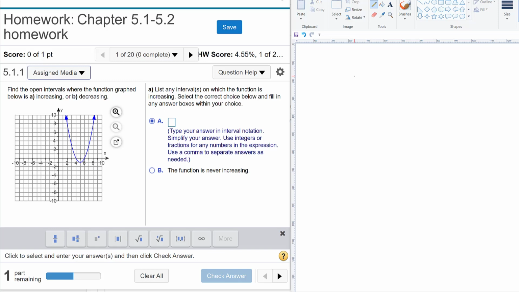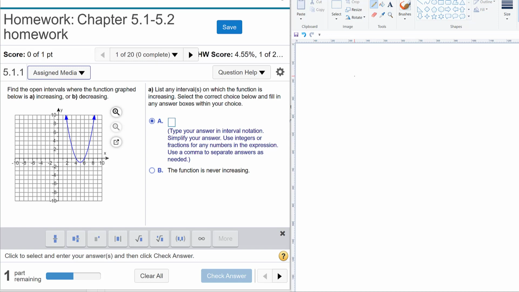Find the open intervals where the function graph below is A, increasing, or B, decreasing. So a few things to remember here. Number one, when you're doing open intervals, that means the endpoints are not included. You'll be using parentheses on the ends of the intervals.